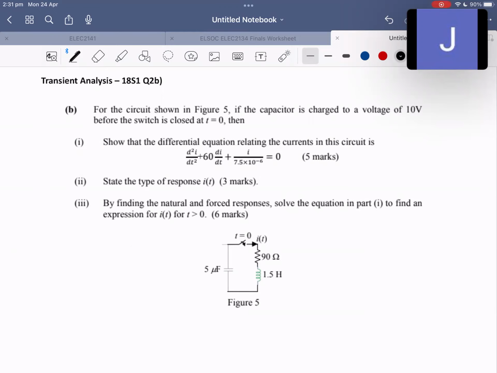So for the circuit shown in figure 5, if the capacitor is charged to a voltage of 10 volts before the switch is closed at T0, then it gets you to show the differential equation is this, state the type of response, and then find the actual I of t.